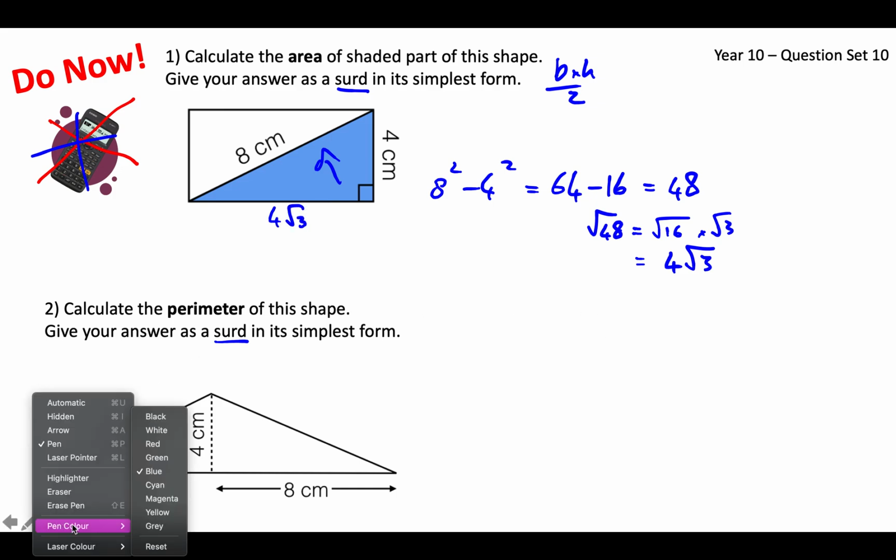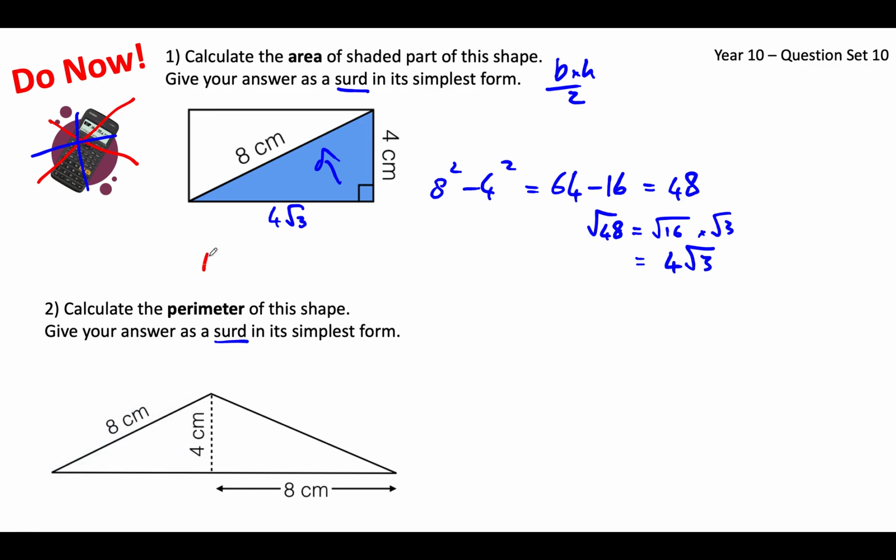Then I need to do base times height divided by 2. So area equals the base of 4 root 3 times the height of 4, divided by 2. Now 4 lots of 4 root 3 is like 4 lots of 4x, which would be 16x. In this case, I've got 16 root 3 divided by 2, which is 8 root 3 centimetres squared. And if you didn't put centimetres squared, then I'm cross, because you need to.